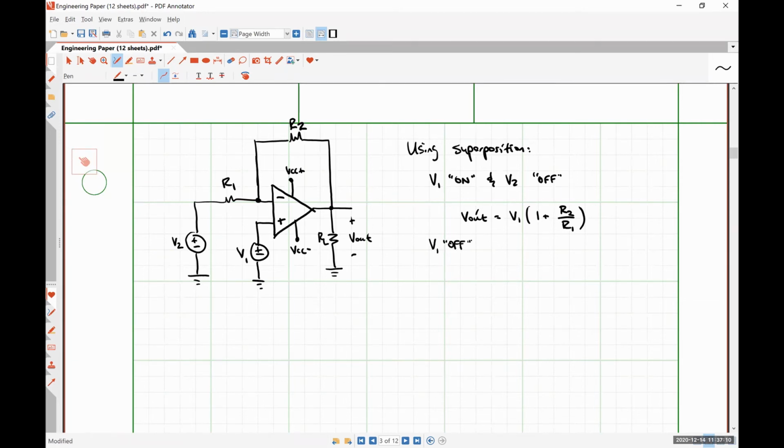Now, with V1 off and V2 on, what's this guy look like? So now we're leaving this guy on and we're short circuiting V1. This is an inverting amplifier. So we know that V out double prime is equal to negative R2 over R1 times V2. With both voltage sources on at the same time, this gives us V out is equal to V1 times 1 plus R2 over R1 minus V2 times R2 over R1.